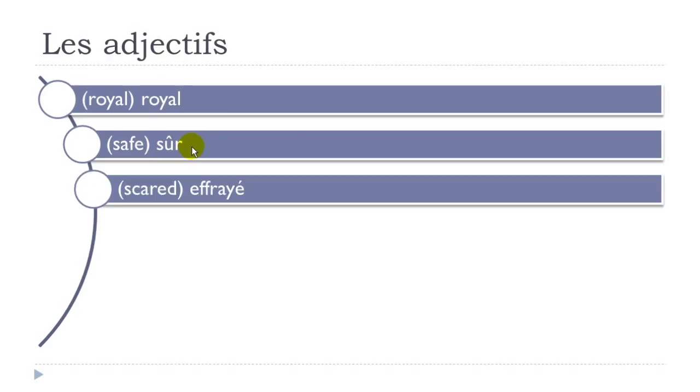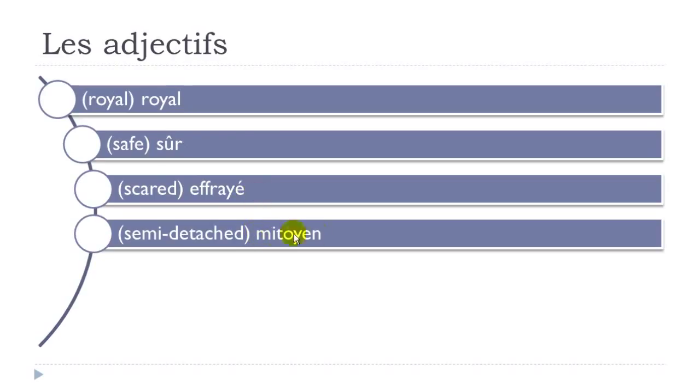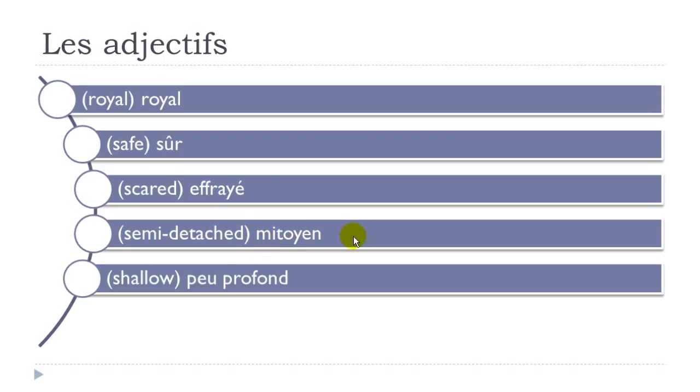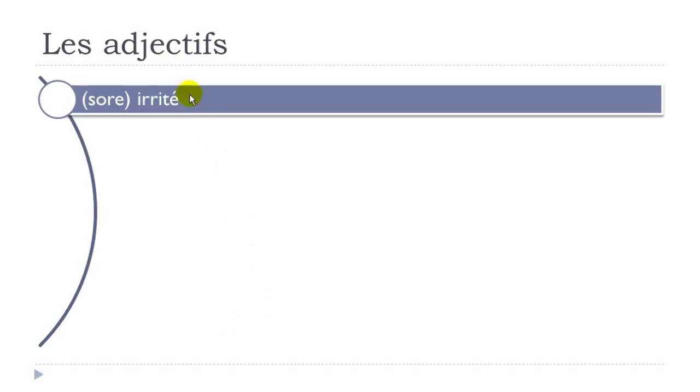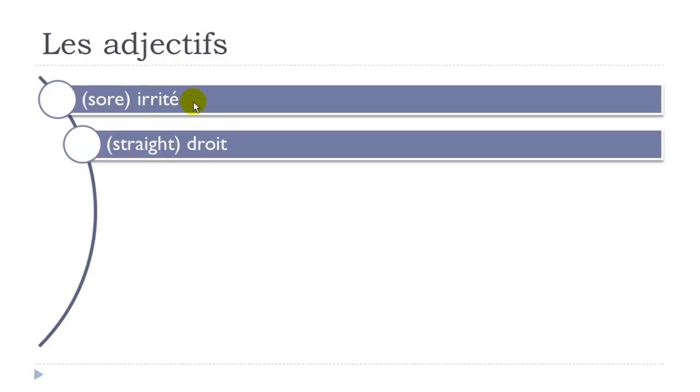Sûr. Effrayé. Mitoyen. Okay, same thing with the Y that went here with effrayé and royal, sorry. So, mitoyen. Mitoyen. Peu profond. Final D not pronounced. Peu profond. Mince. Okay, mince. Irrité. Droit. So final T not pronounced.